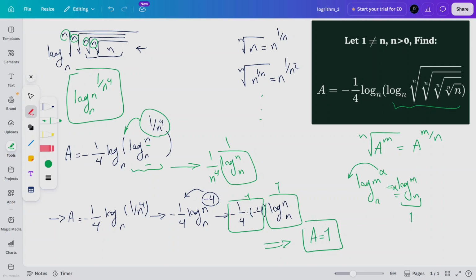And that's the solution for this problem. Much easier than it looks. All you need to know is just a few techniques here and there.